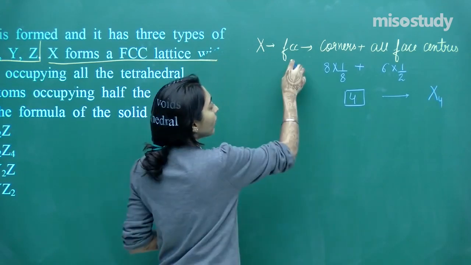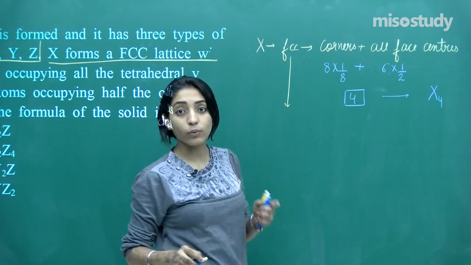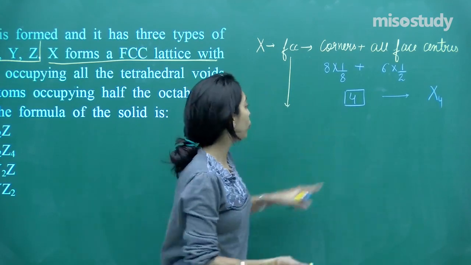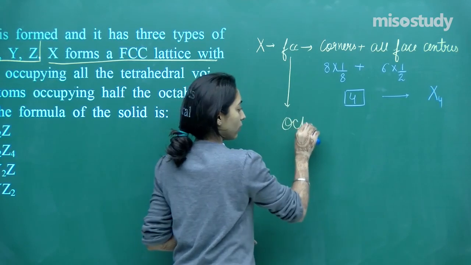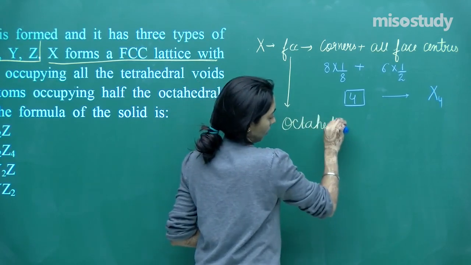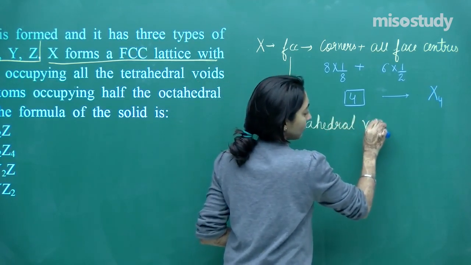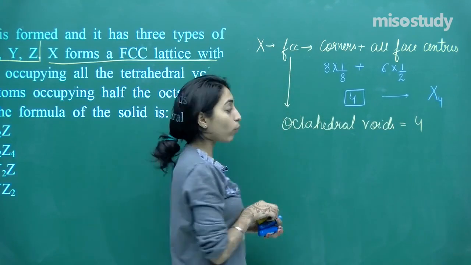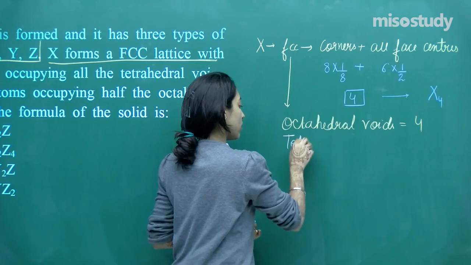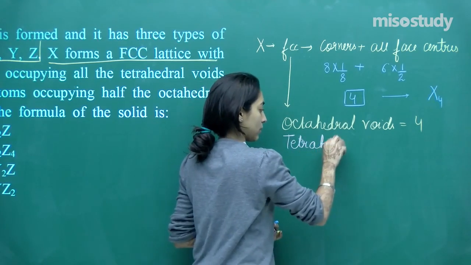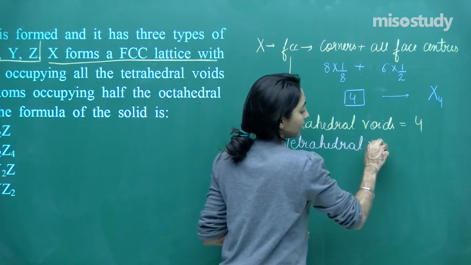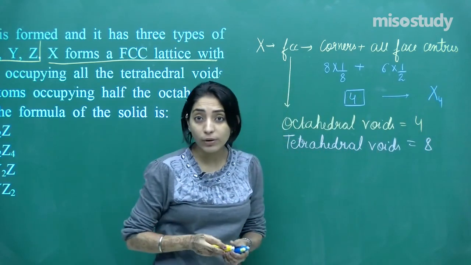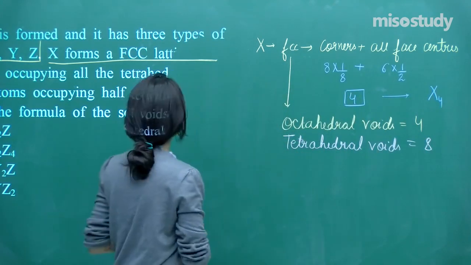Okay. So if it is a face-centered cubic unit cell with the total number of atoms per unit cell being 4, so what should be the number of octahedral voids? Octahedral voids should be 4. And what should be the number of tetrahedral voids? So tetrahedral voids are double, so the number will be 8. Let us read the question.